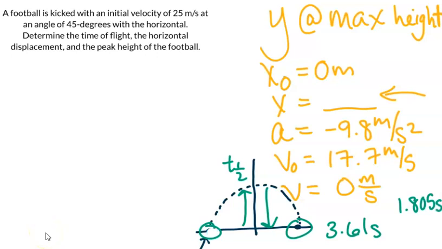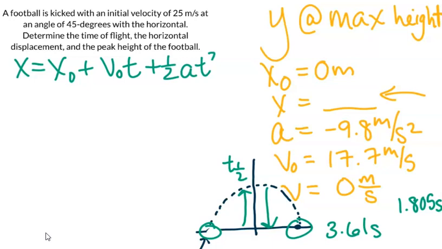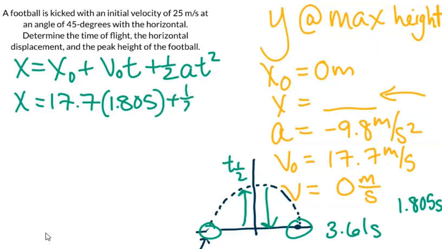So if we look at our formula sheet, we can use the long formula here: x equals x initial plus our initial velocity times time plus 1/2 a t squared. And from here, we're just going to plug in all the information that we know again. So we have our initial velocity of 17.7 meters per second, multiplying it by our time that we halved from our full trip. Then we have negative 9.8 meters per second squared here, and then we have 1.805 for our time, and we're going to square that.